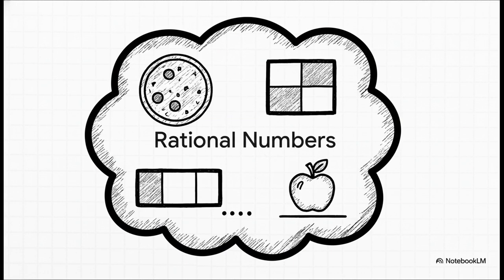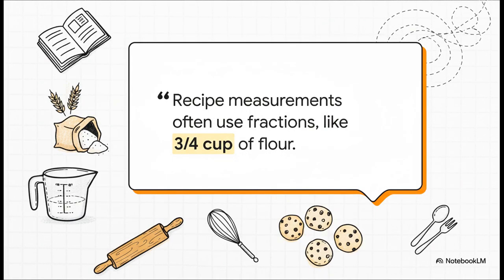It includes the obvious fractions, like 1/2. It also includes decimals that stop, like 0.75, because that's just 3/4, right? Even decimals that repeat forever, like 0.333 and so on, that's just 1/3. And get this. All the integers are also rational because you can write any of them as a fraction just by putting it over 1. We use these constantly. Anytime you're in the kitchen following a recipe, that 3/4 of a cup of flour, yep, that's a perfect everyday example of a rational number doing its job.